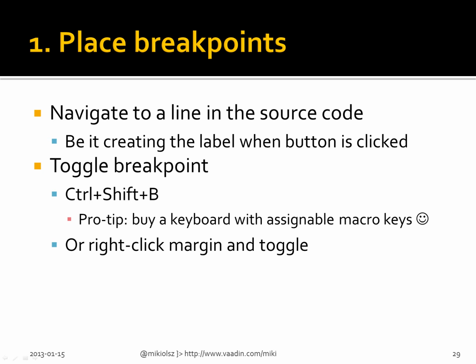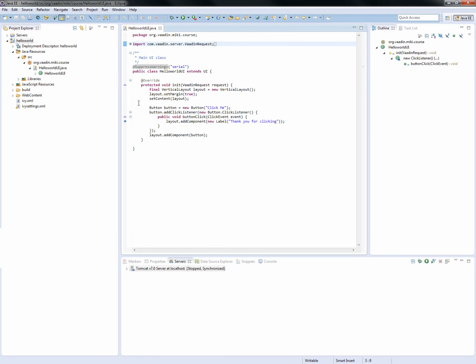And we toggle breakpoints in Eclipse by using Ctrl-Shift-B or Option-Shift-B on Macs. Alternatively, you can right-click the margin and select toggle breakpoint. You can see that there is a small dot here which indicates that this line is a breakpoint.